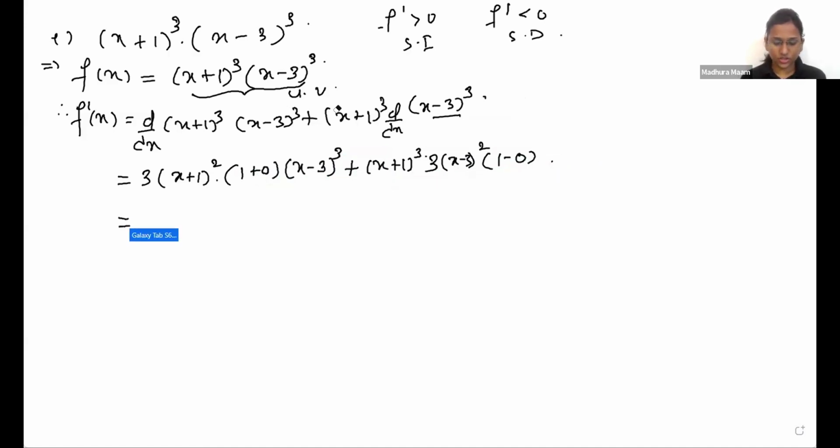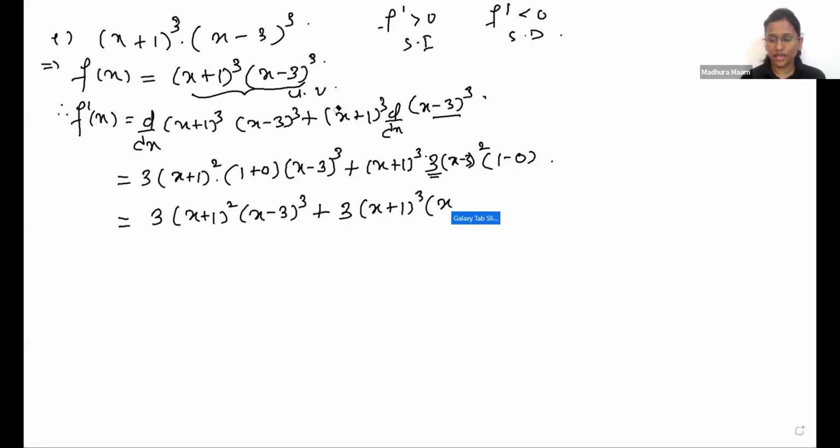So just rearrange the terms. This is x plus 1 whole square. This is x minus 3 whole cube. Plus here also we have 3. 3 into 1 is 3. x plus 1 whole cube. And x minus 3 whole square. This is your f dash of x.